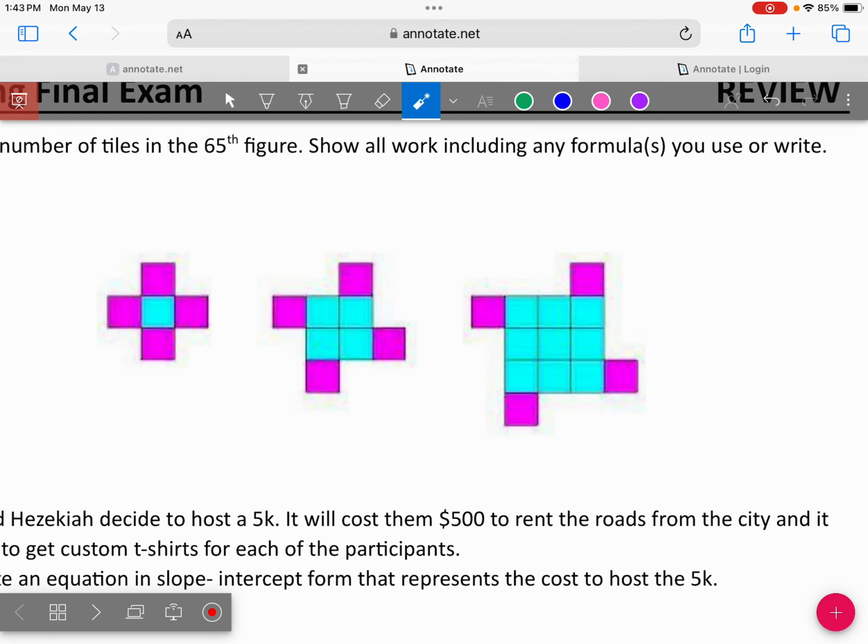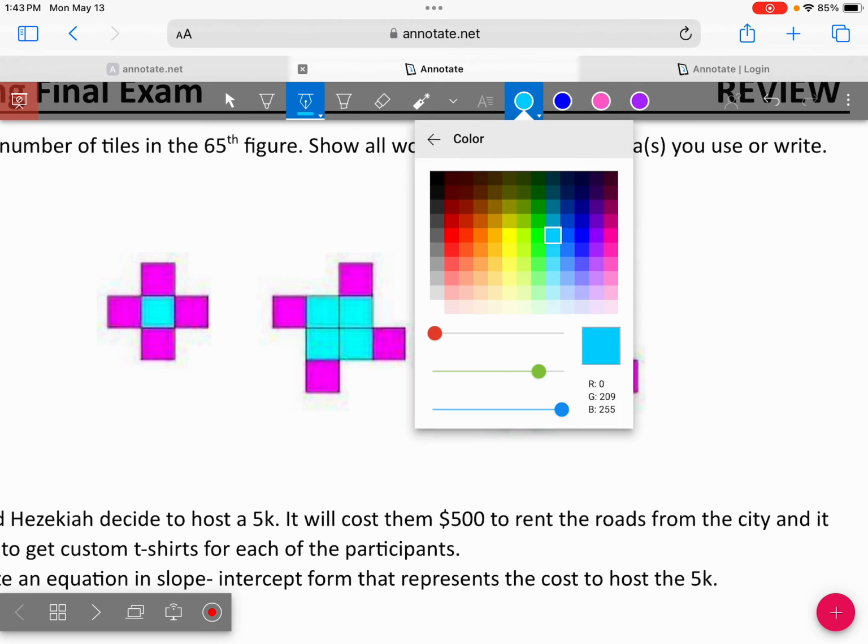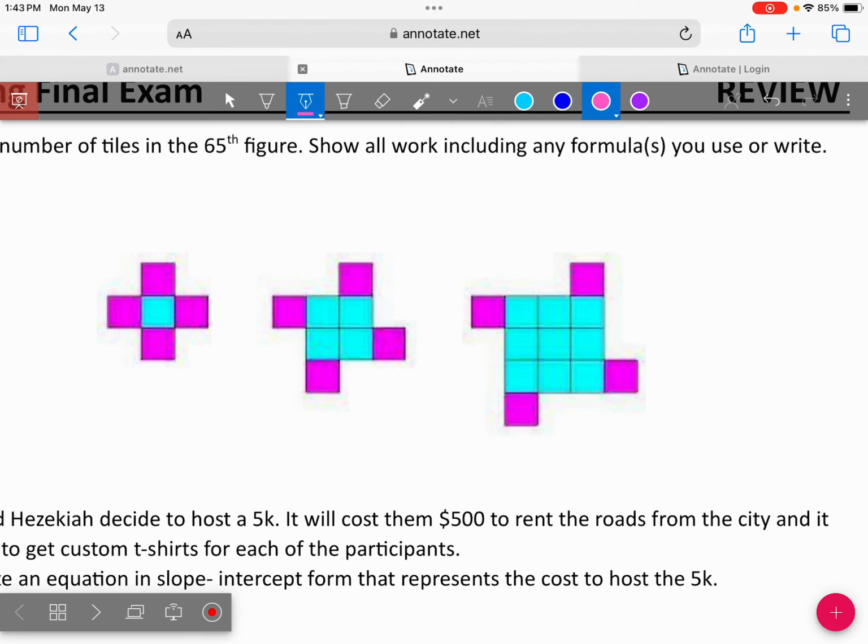So what do we notice with this particular pattern? They all got 4 on the outside. So whatever's happening with the light blue piece, they've taken and added a +4 on the end. So that gets rid of the pink pieces.